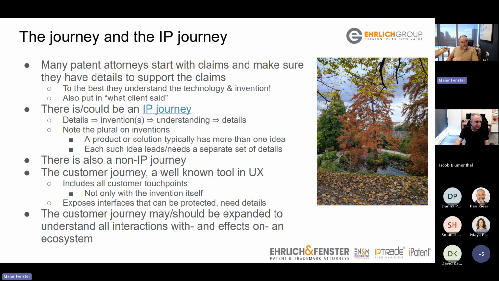So if you're able to have a customer journey, you should expand it to understand all of the interactions between the customer and the product, and also with the rest of the ecosystem. And details here help you understand what could be protected and what could be valuable.